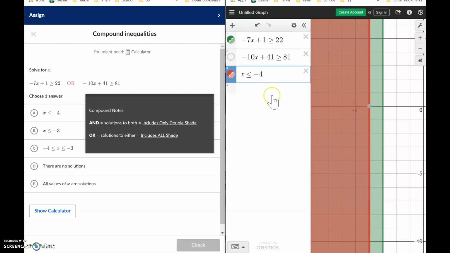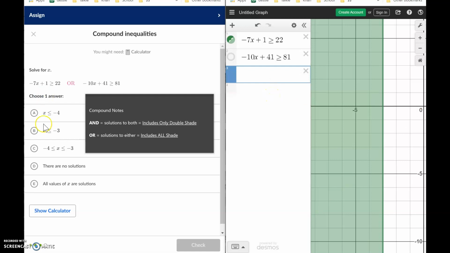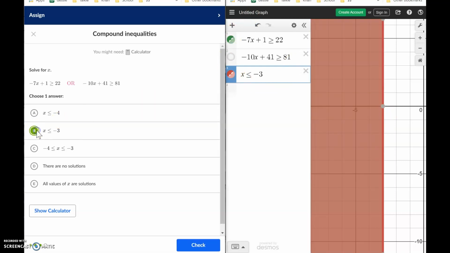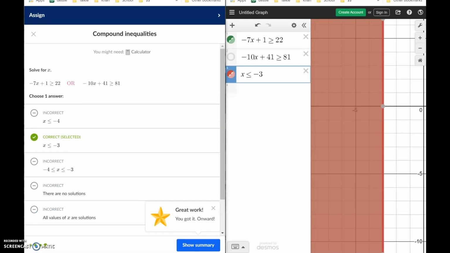Okay, no, that doesn't match up with the green. Option A is out. Option B, x is less than or equal to -3. Okay, we got a solid line on -3, perfect. It's a solid line which matches the green solid line and it's shading to the left. That's our answer. Let's rock and roll.